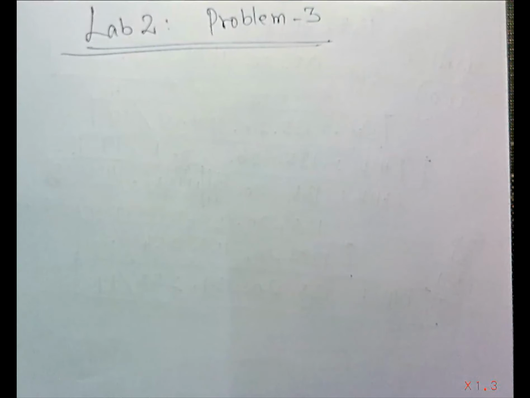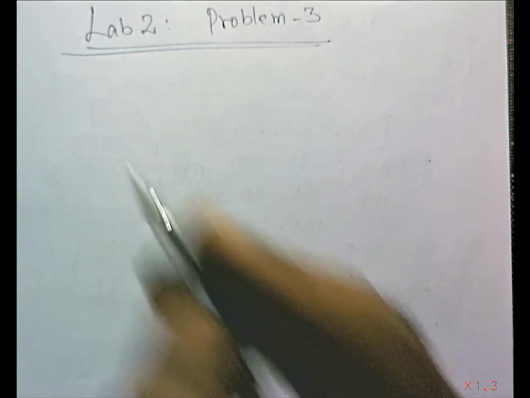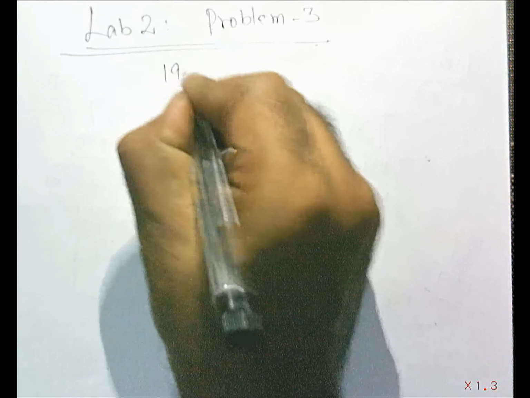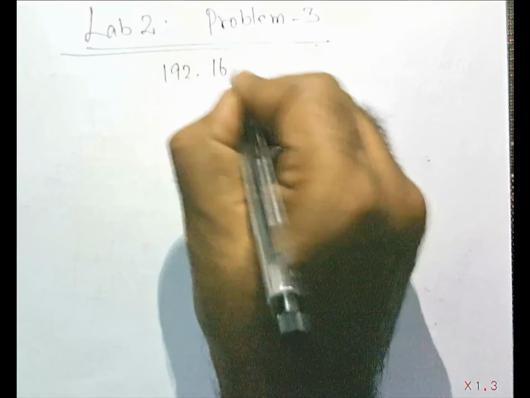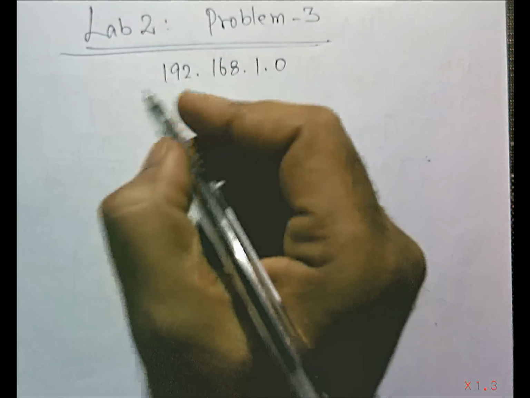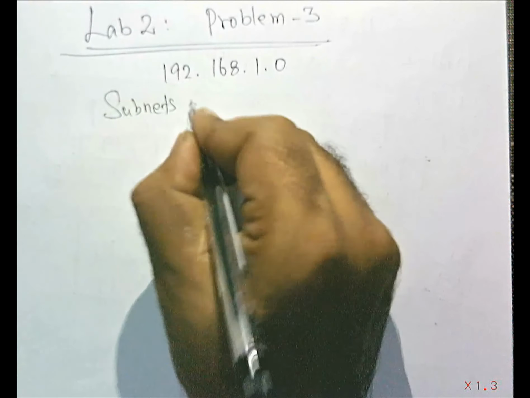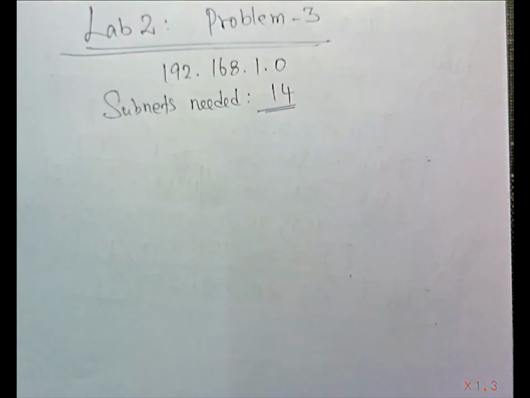Lab 2, problem 3. The third problem in the second lab: we are given a network address, 192.168.1.0. This is the IP address given to us, that means the network ID. The number of subnets needed is 14. So they are asking to make this into 14 subnets.